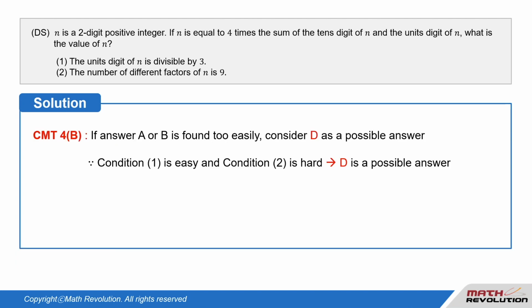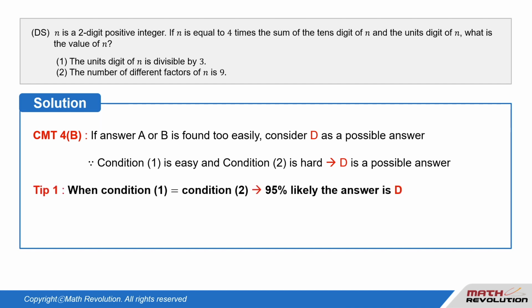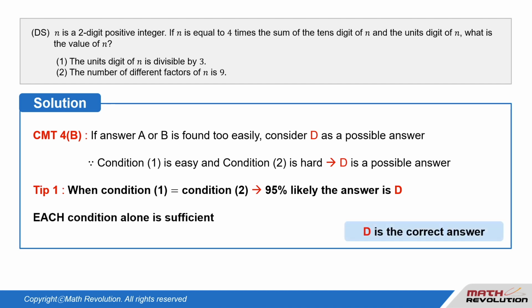By common mistake type 4B, when A or B is reached too easily as an answer, then you have to consider D as an answer. Thus, when condition 1 is easy and condition 2 is hard, the answer is usually D. Also, according to tip 1, it is about 95% that D would be the answer when the value of condition 1 is equal to the value of condition 2. That is, condition 1 equals condition 2. Each condition alone is sufficient.